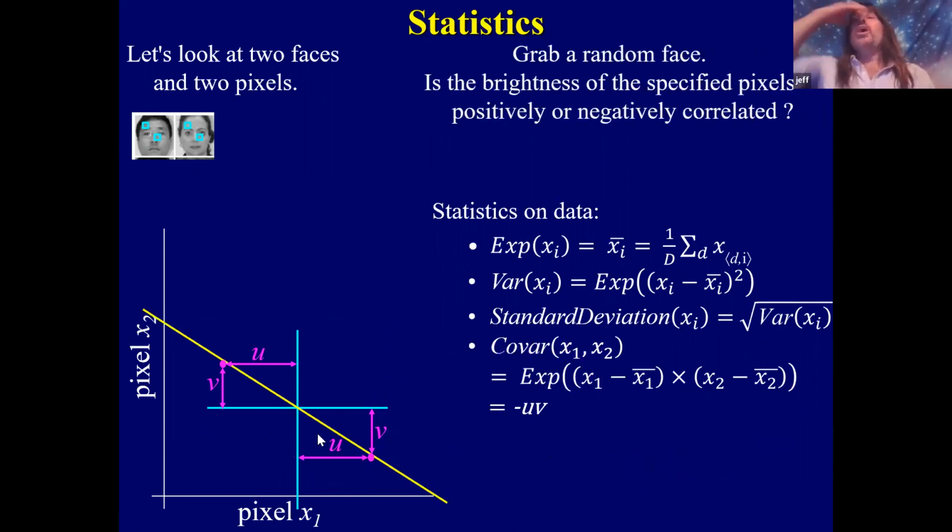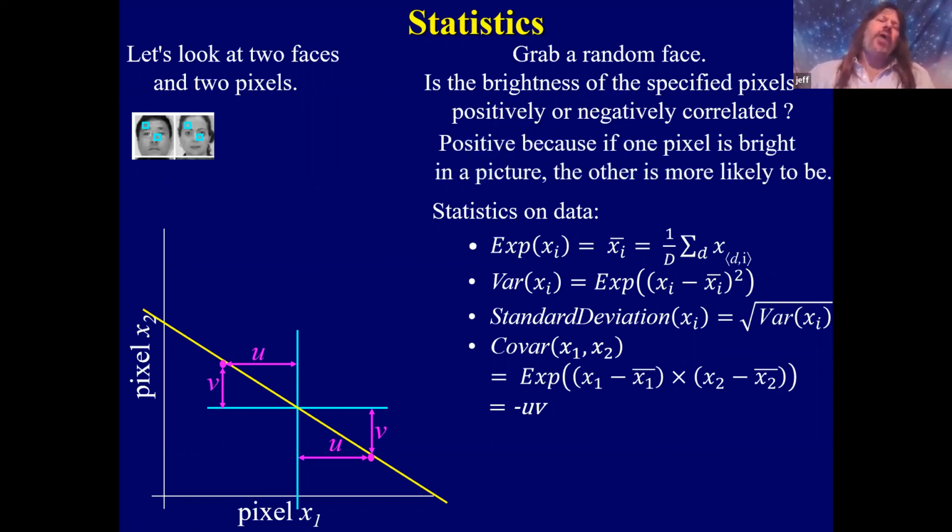All right, so here's just a little aside question. Suppose you grab a random face, and we have two pixels that we like, this pixel and this pixel. Are their brightnesses likely to be correlated with each other? I say probably, right? Because if one of them's bright, then probably the image as a whole is bright, and so the other one's probably bright as well. So they're likely more correlated.